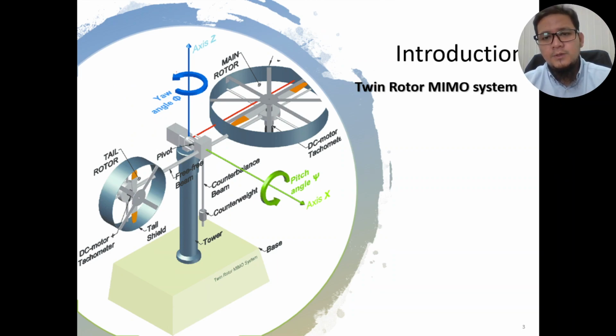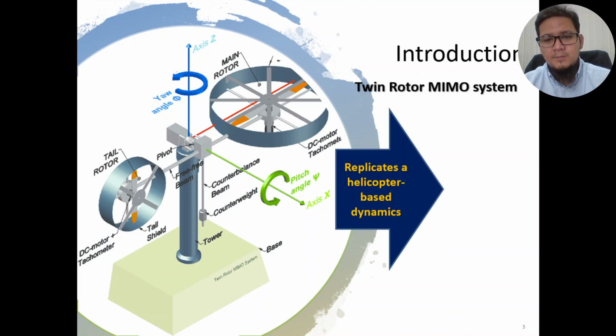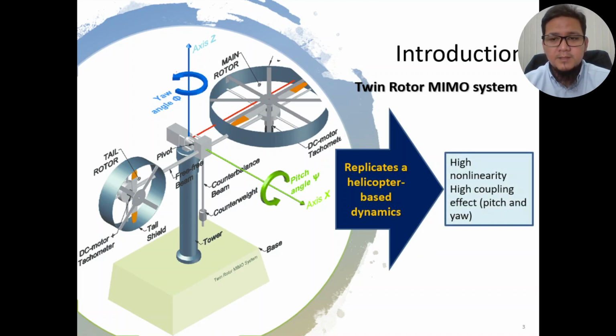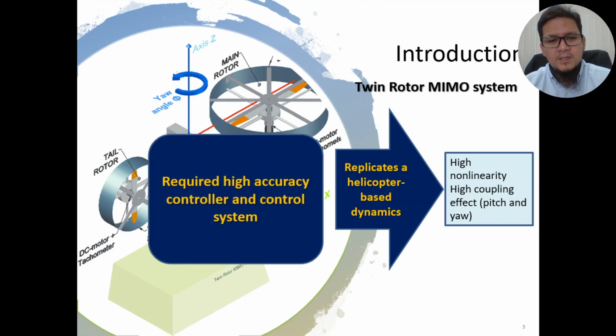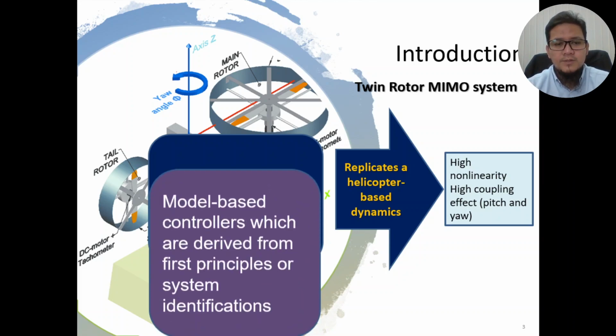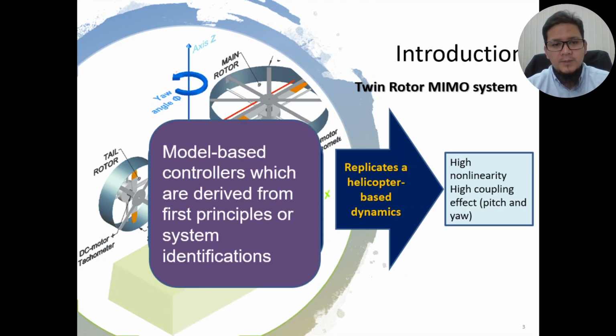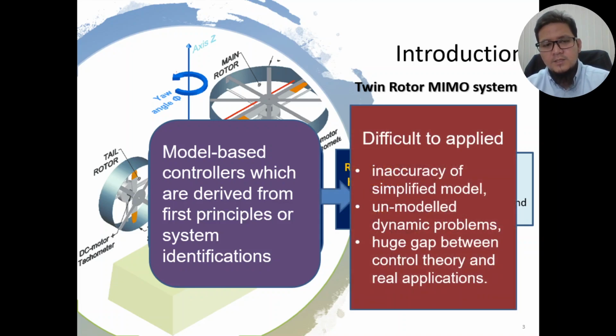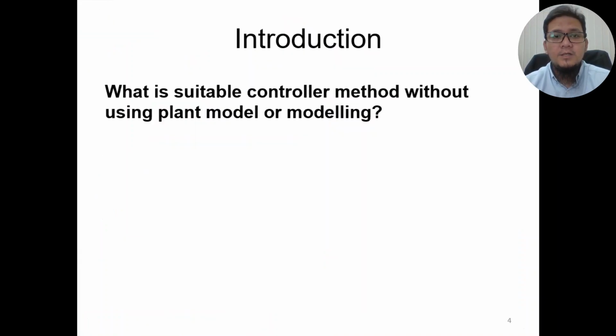Okay, so the twin rotor MIMO system, or TRMS, replicates helicopter-based dynamics. This TRMS has high nonlinearity and a high coupling effect between the pitch and yaw angles. And this TRMS requires a high-accuracy controller and control system. Currently, model-based control is derived from first principles or system identification. This model-based controller is difficult to apply due to the inaccuracy of simplified models, the unmodeled dynamics problems, and a huge gap between the control theory and real applications.